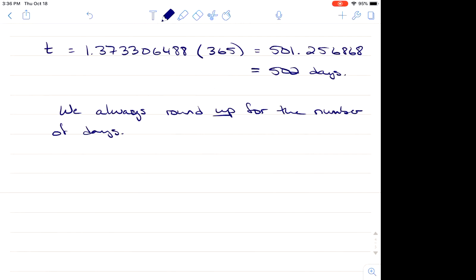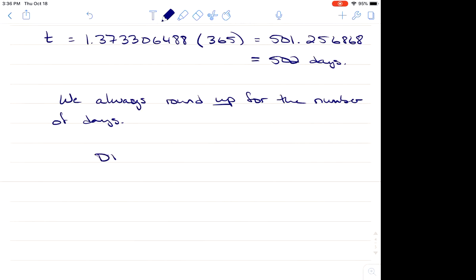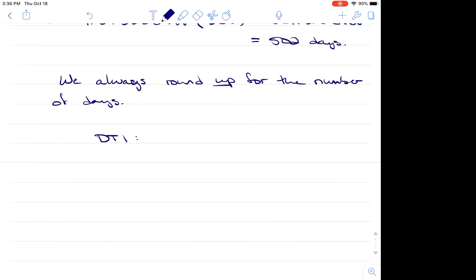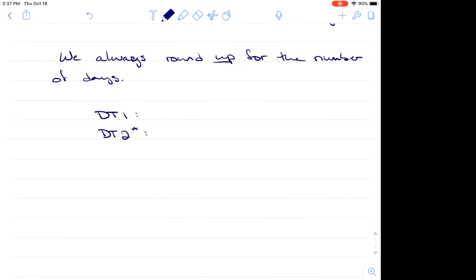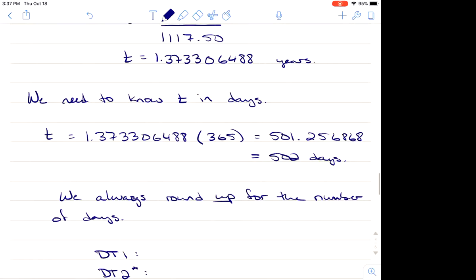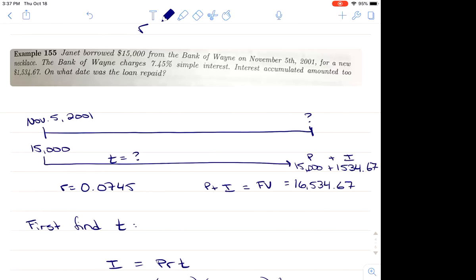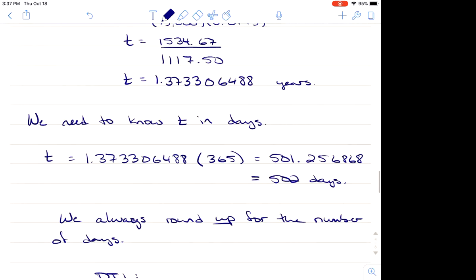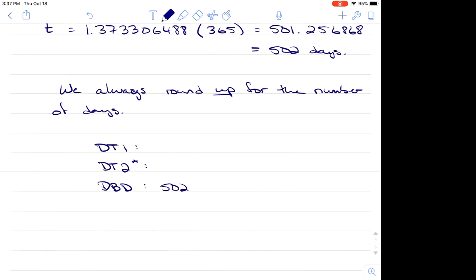Okay, so now we have this situation. We have date 1 showing our work that we're going to do on our calculator. Date 2, which we're trying to solve for, so I'm going to put a star by it. And we know the days between dates was 502 days. Date 1 was November 5th, 2001. So that's 11/05/01.